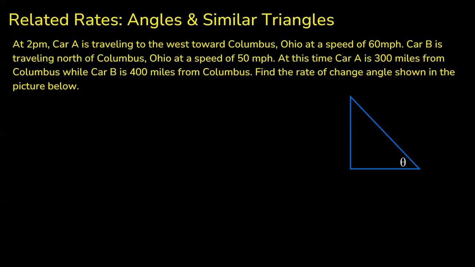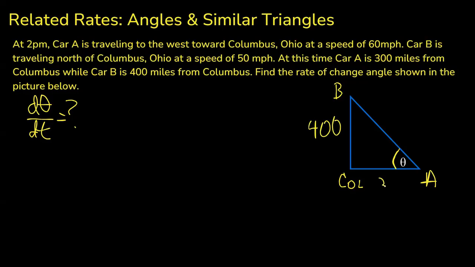Another situation that comes up is rate of change that involves either angles or similar triangles. Now we have that same car situation, but this time, if you read it carefully, we want to know at what rate is the angle between car A and Columbus and car B. So A is like the vertex of that angle. We want to know what's the rate of change of that angle. So that is going to be d theta dt. We know that the opposite side of that angle, which is B, is 400. And we know the adjacent side, which is A, is 300.